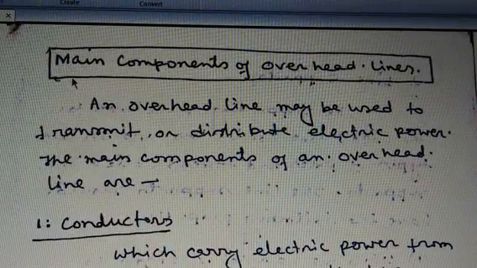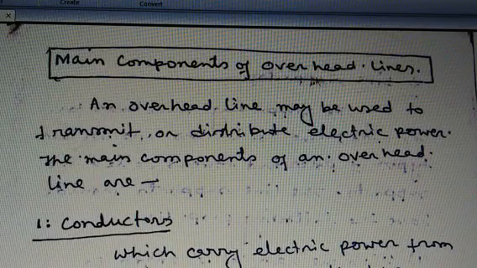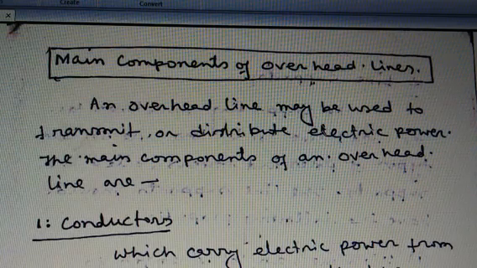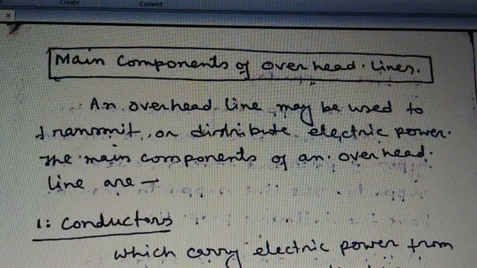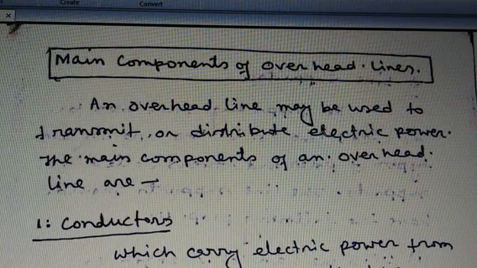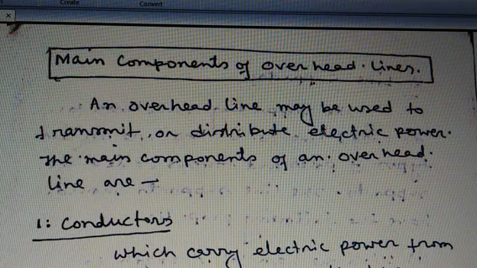I will explain about the main components of overhead transmission lines in today's class. Now, what are the main components of overhead lines? An overhead line may be used to transmit or distribute electrical power.